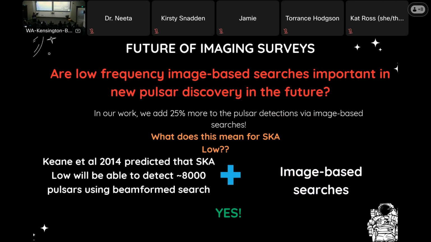So in the era of SKA-Low, where it's coming up and doing some great work, eventually image-based searches complementary to the pulsar beamform searches would actually be beneficial in improving our understanding of pulsars, not only in terms of detection, but also in terms of understanding their spectral behavior at lower frequencies.